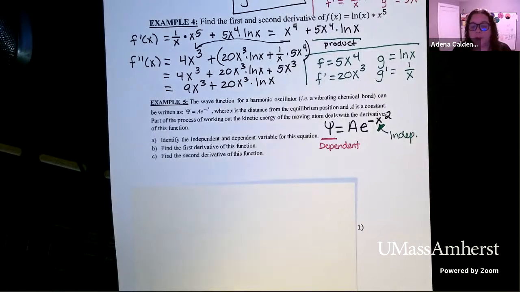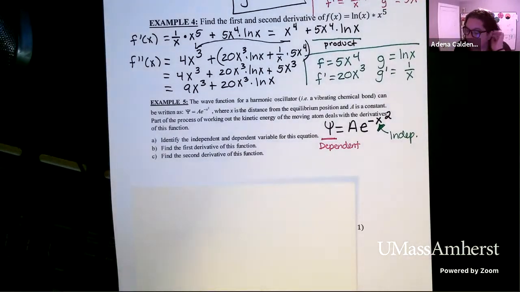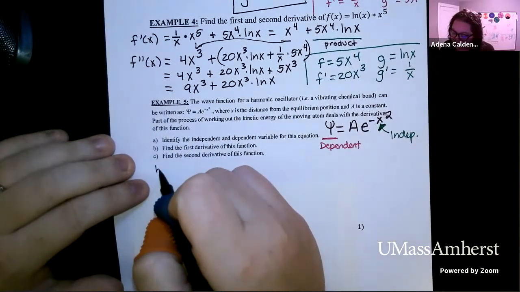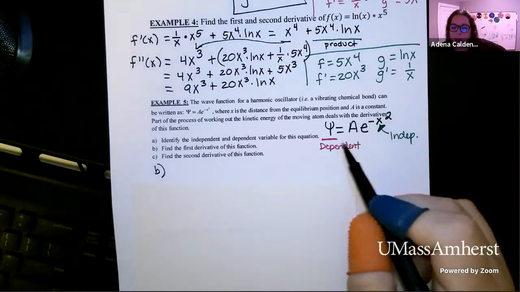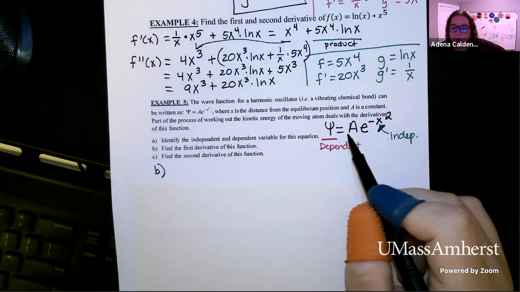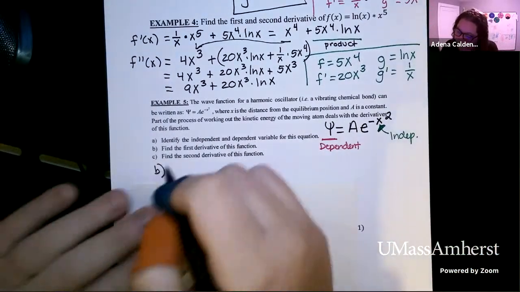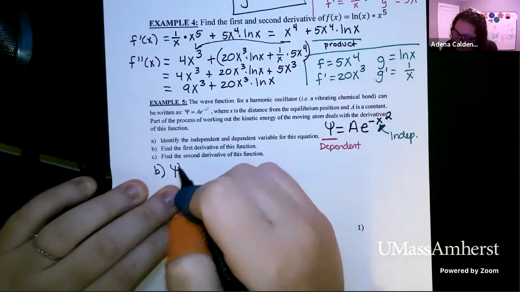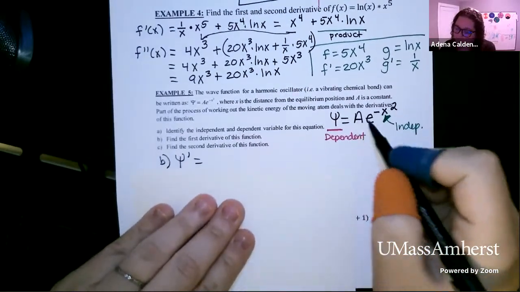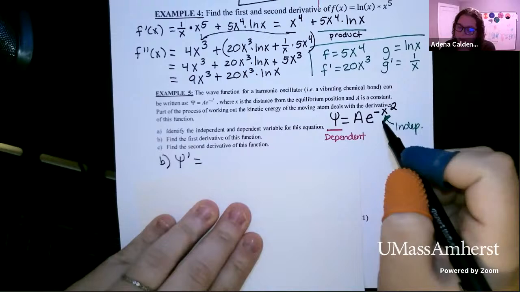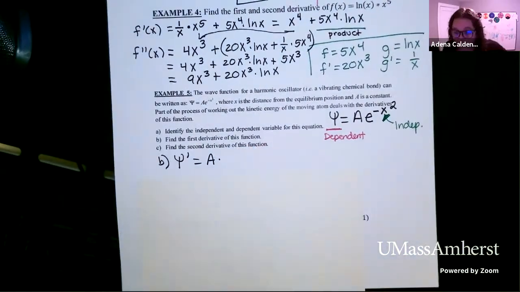So now we want to find the first and second derivatives of this function, right, for parts B and C. So we start with the first derivative. And so when we want to take the derivative, we're looking at what's on the right-hand side. So I want to remind you that A is a constant. So when we find the first derivative of this function, we're looking for psi prime. We start with the constant multiple rule. So since the constant was multiplied by the function, that constant is also going to multiply the derivative.